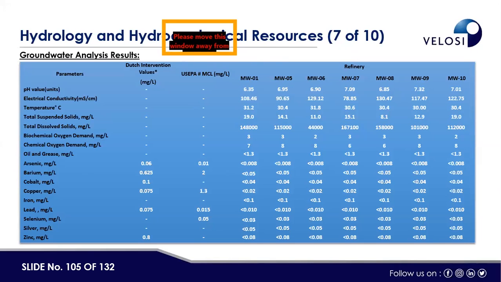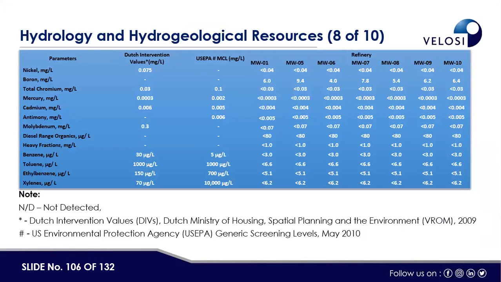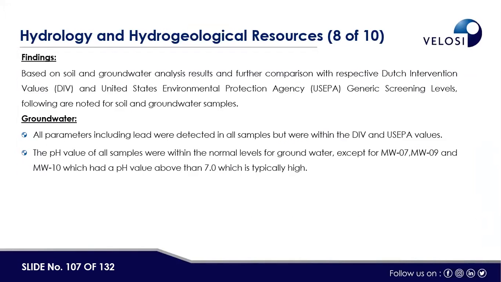The parameters you can see are electrical conductivity, temperature, TSS, TDS, BOD, COD, oil and grease, arsenic, barium, cobalt, copper, iron, lead, selenium, silver, zinc, nickel, boron, total chromium, mercury, cadmium, antimony, molybdenum, diesel range organics, heavy fraction, benzene, toluene, ethyl benzene, and xylene as well.